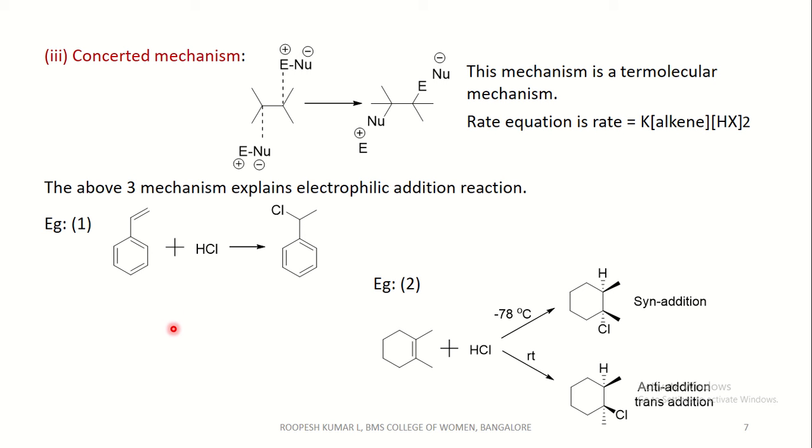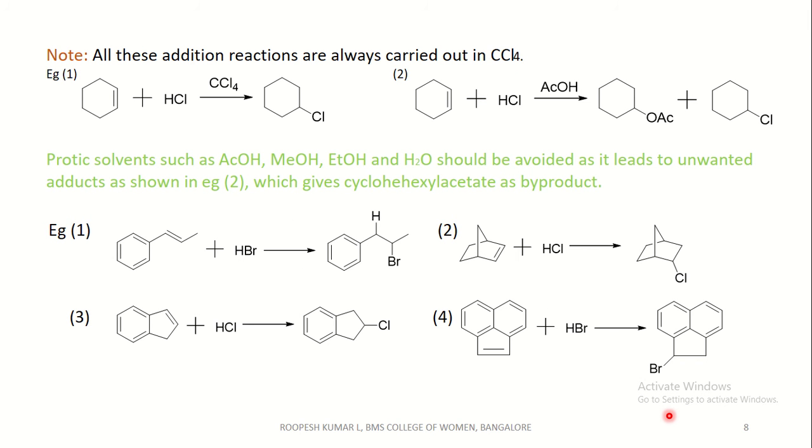Coming to the first example, styrene reacts with HCl to form chlorophenyl ethane. This also follows Markovnikov's rule. Coming to the second example, this alkene reacts with HCl. It forms two products: at low temperature it forms a syn addition, and at room temperature it forms a trans, that is an anti addition. All these addition reactions are always carried out in carbon tetrachloride, that is CCl4.